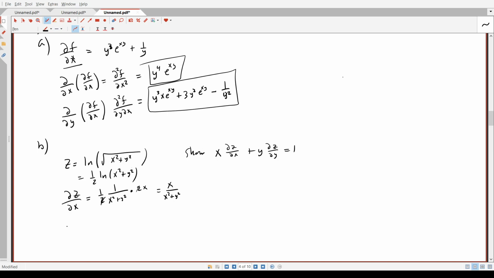Okay, now I do the same thing for dz/dy, and it's basically the same thing. I have 1/2 times 1 over x squared plus y squared, chain rule, 2y, the 2's cancel, and I get y over x squared plus y squared.